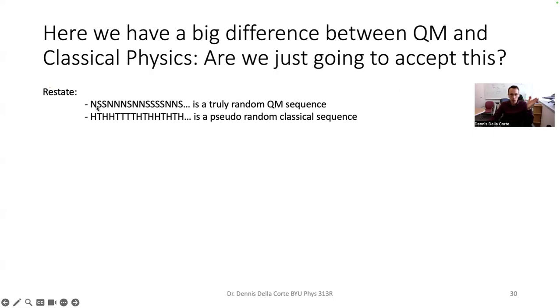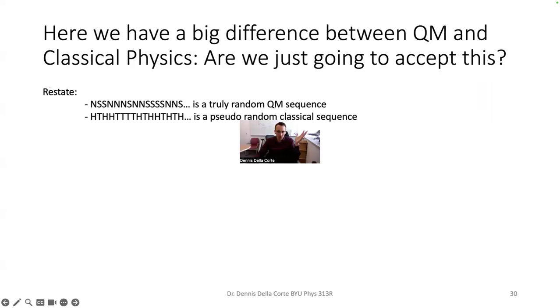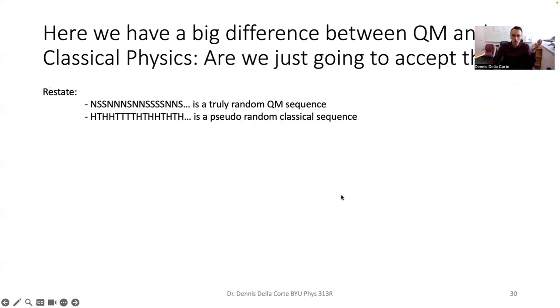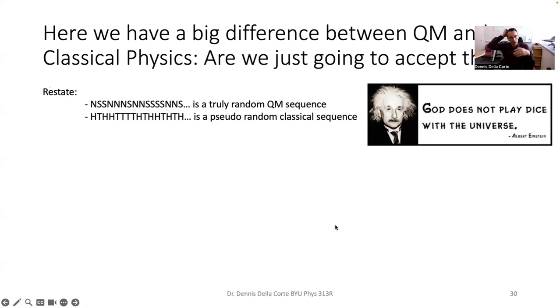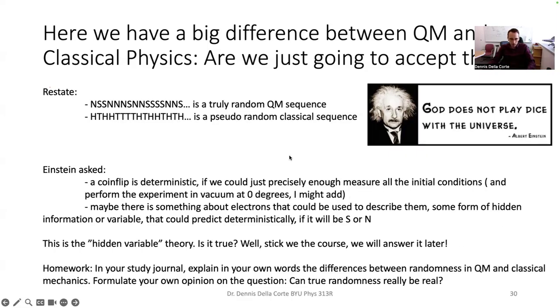So if I compare the truly random QM sequence with a pseudo-random classical sequence that we generated somehow, maybe they're both having the same type of randomness to them. If you think along those lines, you're not going to be by yourself. Similar reasoning motivated Einstein to coin this famous quote that God does not play dice with the universe.